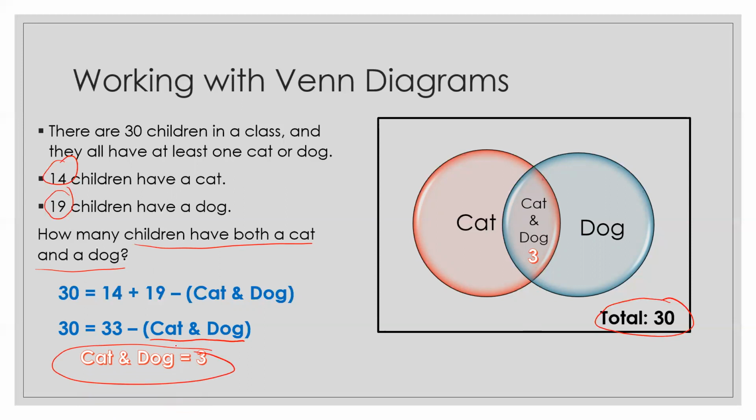But to really explain further, how many actually just own a cat? Like cat only. So cat only would be 11 because of the total of 14 kids that have a cat, 3 of them also own a dog. So 11 of them own only a cat, right? How many then only have a dog but not a cat? That would be 16 because 19 minus 3 is 16. Now, if you add these numbers together, we do have a total of 30. Awesome. And that's how a Venn diagram works, right?